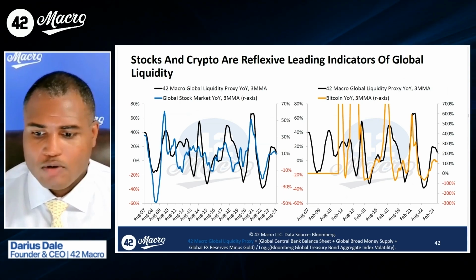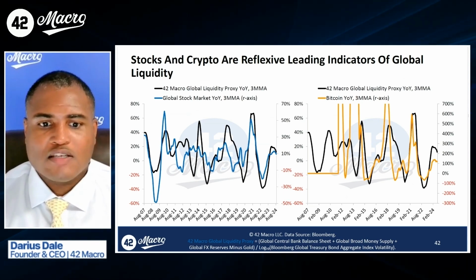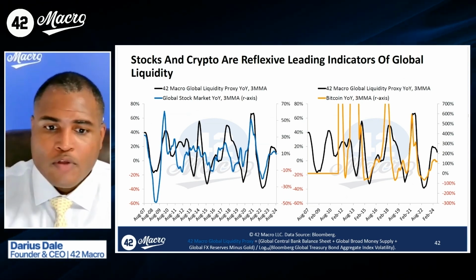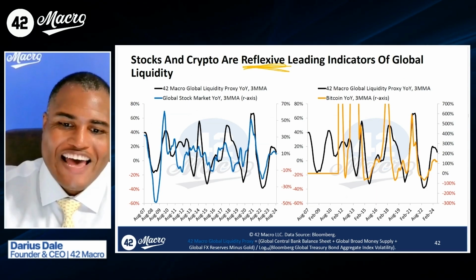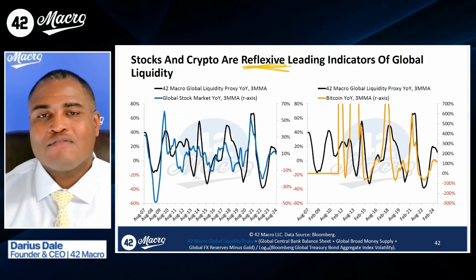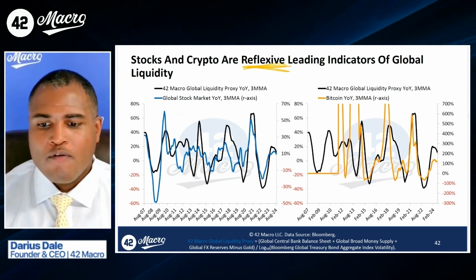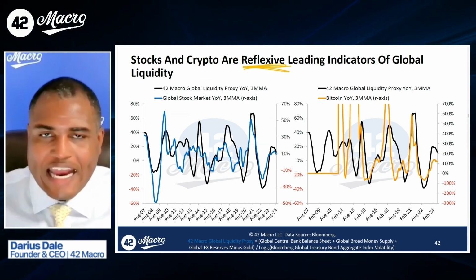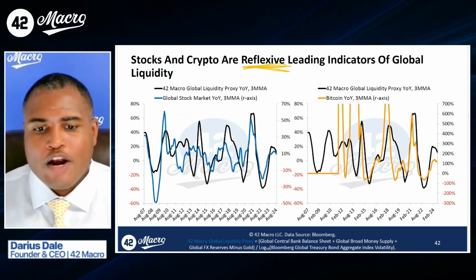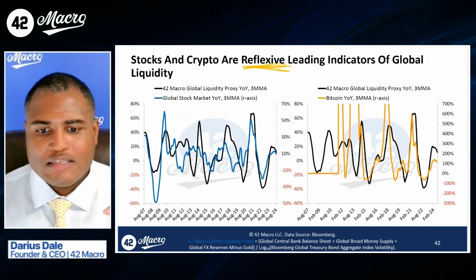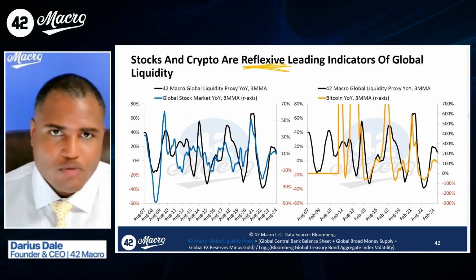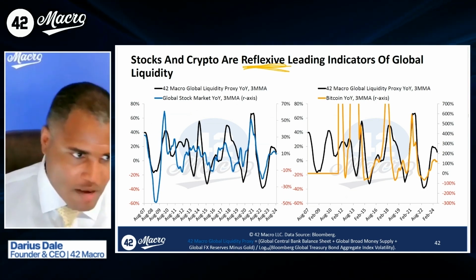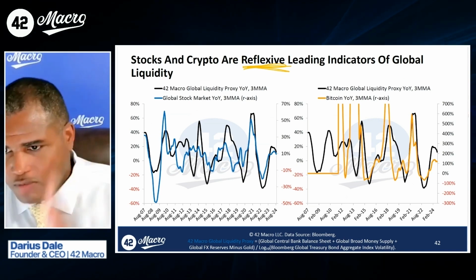So right here on slide 42, we show that stocks and crypto are reflexive, emphasis on reflexive. They're reflexive leading indicators of global liquidity. And what I mean by reflexive is that stocks and crypto are led higher or lower by global liquidity, but that lead is not a unidirectional relationship. It's not just that liquidity makes stocks go up and liquidity makes crypto go down.